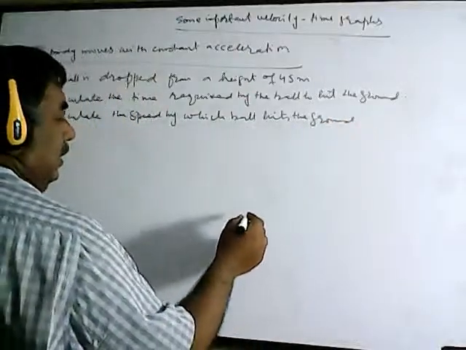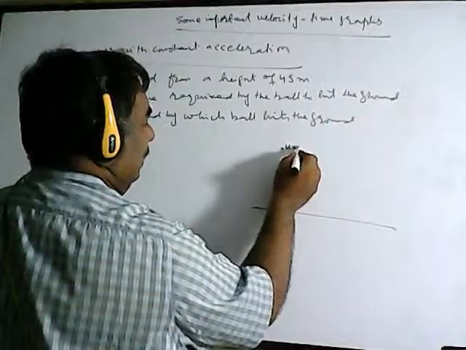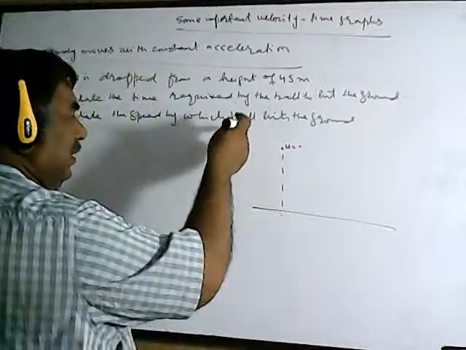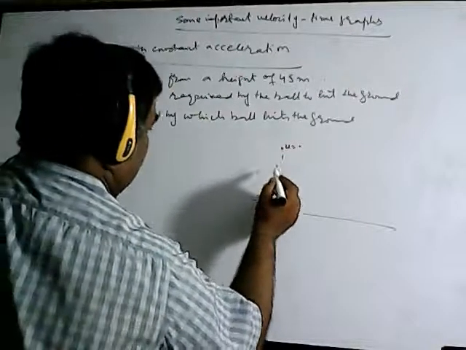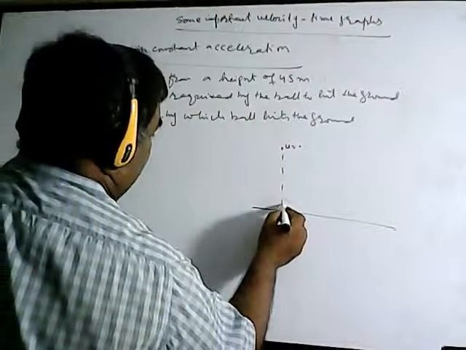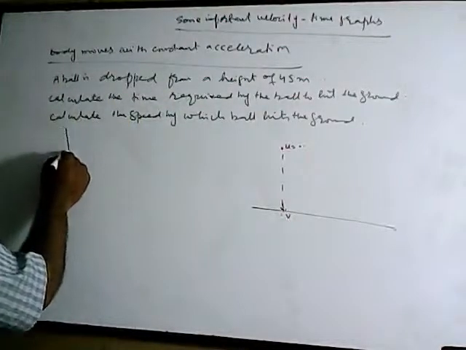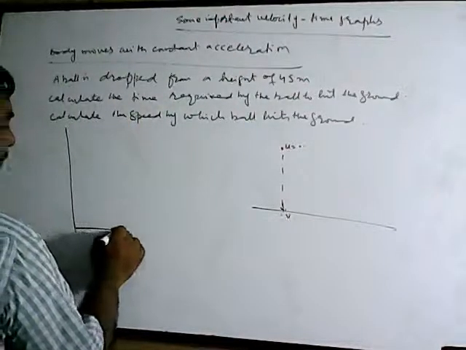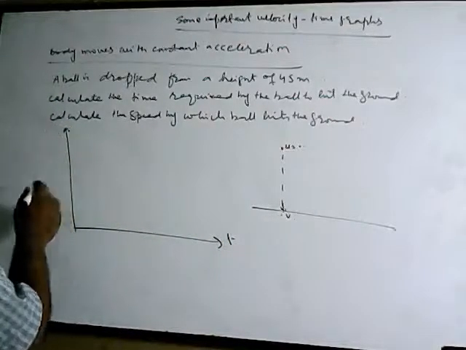Now first of all, this is the ground. The ball is being dropped from here, so its initial velocity is 0. You can solve this situation by using equations of motion, but I want to solve this question by a velocity-time graph. So this is the actual situation. Initial velocity 0, and the ball hits here with some speed, velocity v. So let us see how I can draw a velocity-time graph for this one.